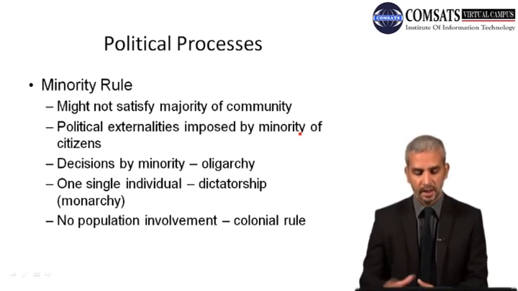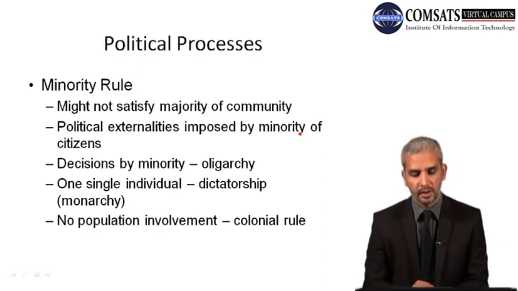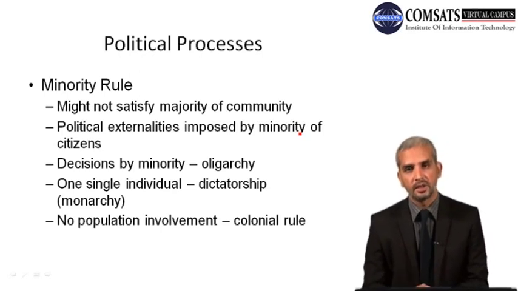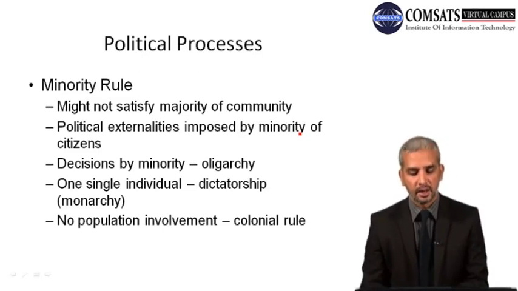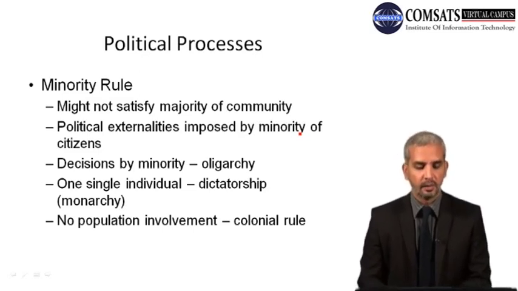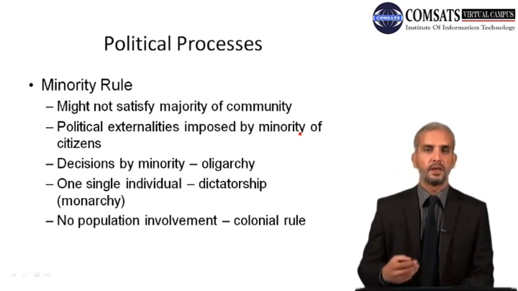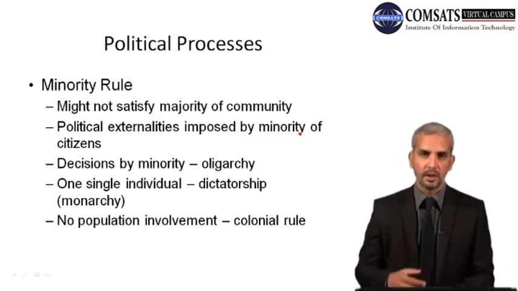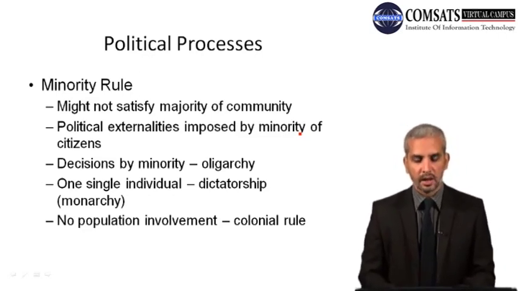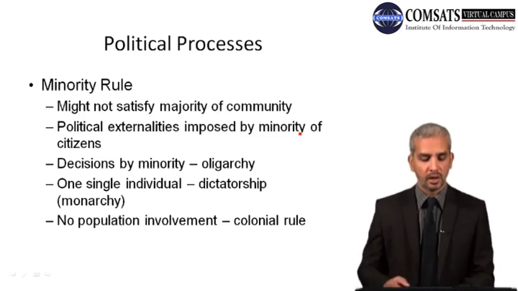And when there is a smaller group of individuals consistently taking decisions for the majority of the population, then that kind of scenario is called oligarchy. And if one single individual is taking decisions for all the community, then that would be one extreme of minority rule, and that would be dictatorship, and that is called monarchy.